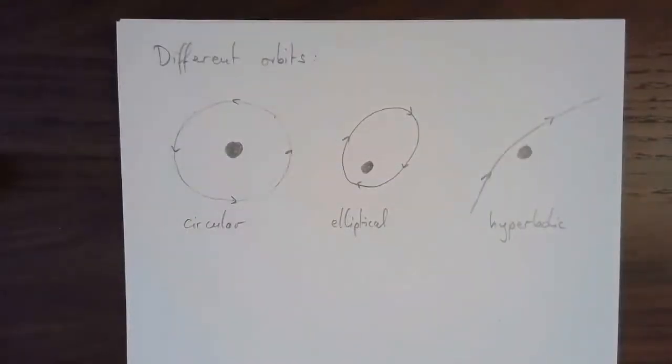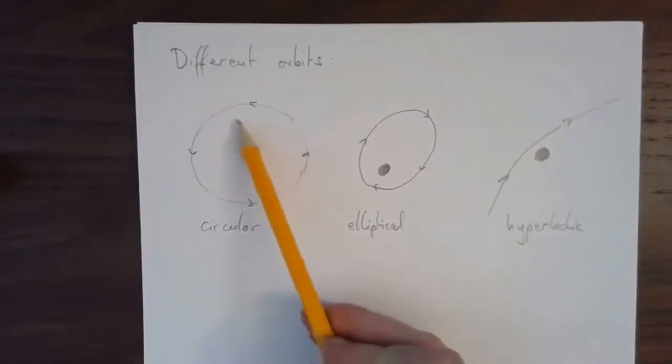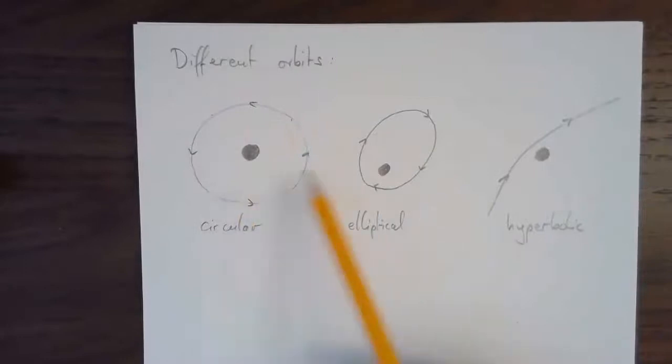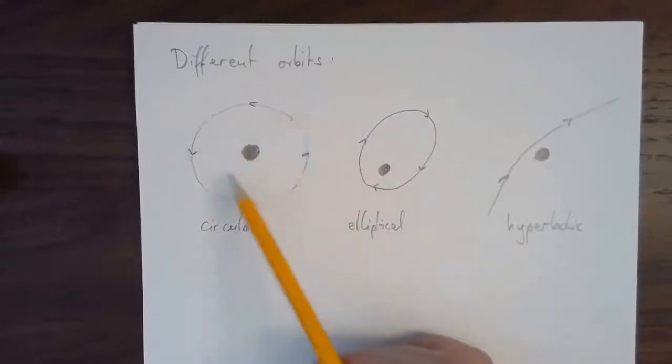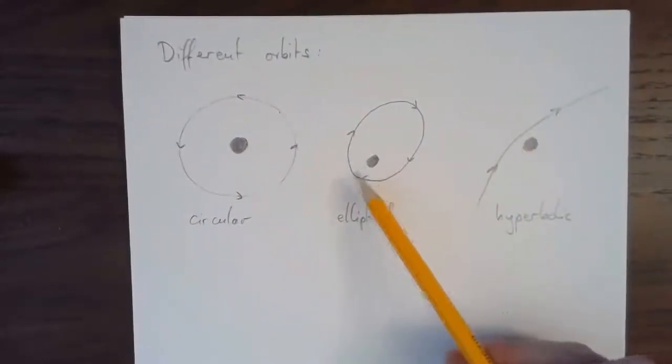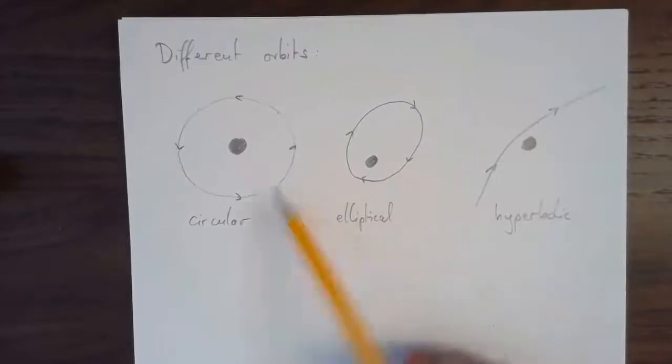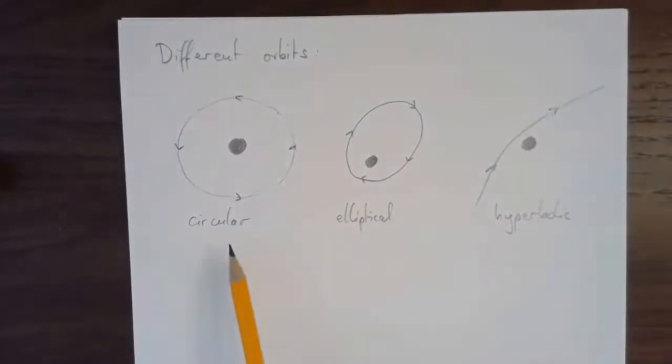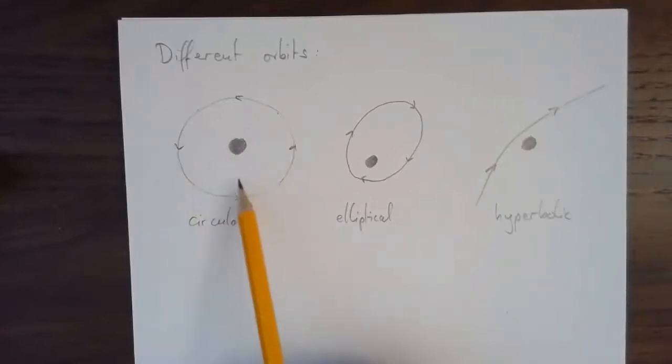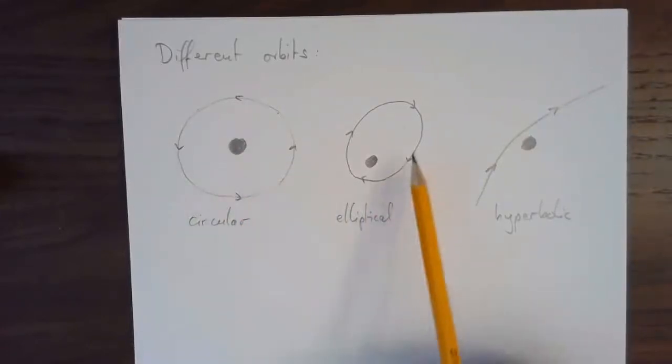Here I drew some different types of orbits that you might find. You might have circular orbits, where something's going in a circle, with the sun in the middle, the Earth going around it. If you want to be pedantic about it, there are no circular orbits anywhere. There could be in theory, right? But in practice, you're always going to have elliptical orbits.